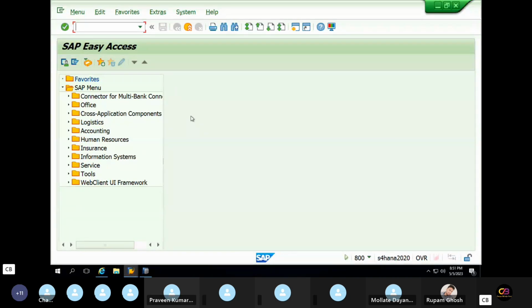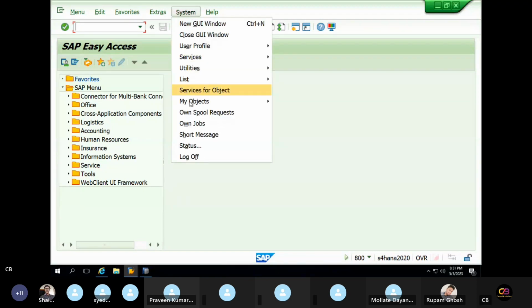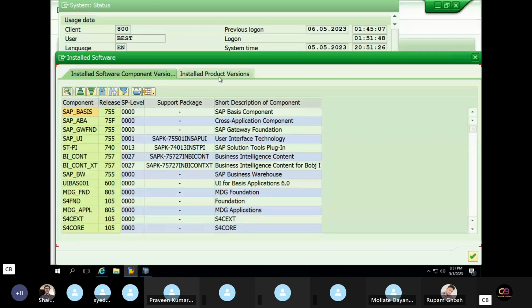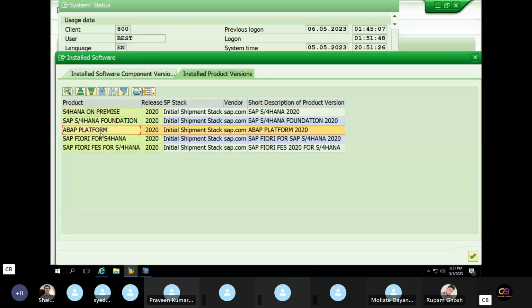See, once you go to the system, go to the status. You will see product version details. So this is S4HANA product details. This is a HANA database, and you go to the products. You just go to installed products. So here, it is Fiori for S4HANA and on-premise 2020 version. So if anyone asks you which version you are using right now, you can also check like this.